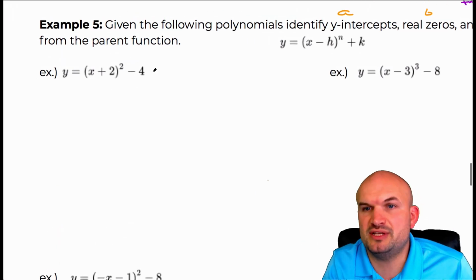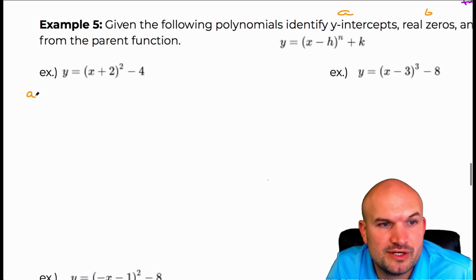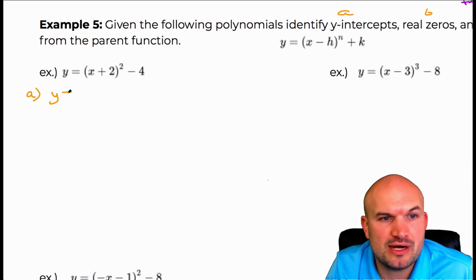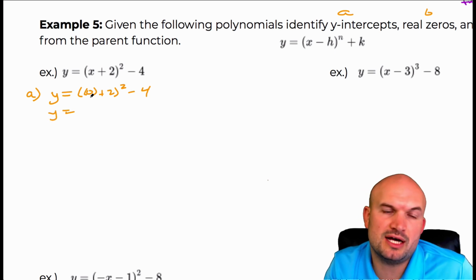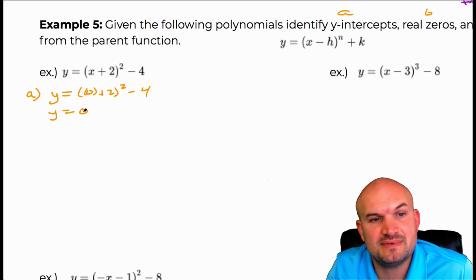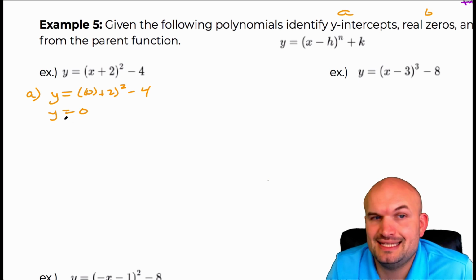This is a quadratic, something you should hopefully be familiar with. If we're trying to find the y-intercept, again, we're just trying to find the y value when x is equal to 0. So I am just going to replace x with 0. And you can see here 0 plus 2 is 2. 2 squared is 4. 4 minus 4 is 0. So in this case, my y-intercept is at 0. It looks like this graph crosses exactly at the origin.